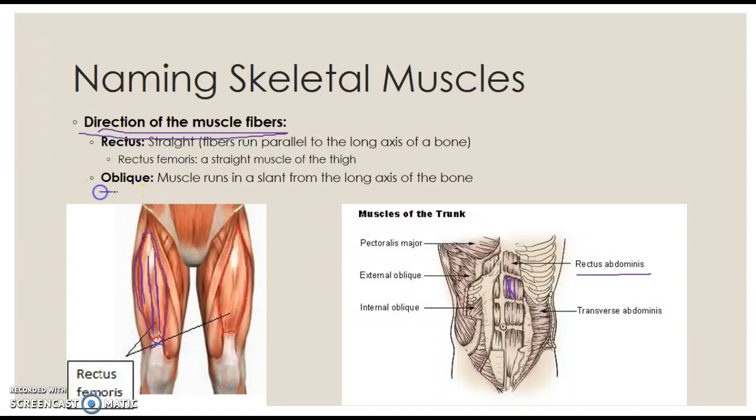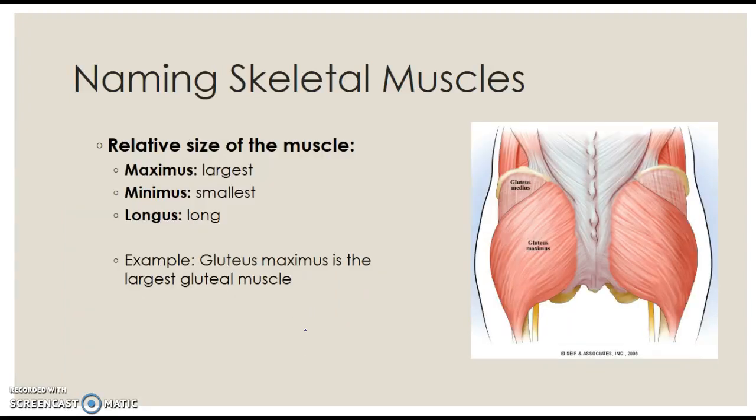Another example would be oblique. So this means that the muscle fibers are running at a slant. If you look, you have an external and internal oblique on your abdominals, and you can see how the fibers are running at a slant there. So that's number 1. Number 2 is the size of the muscle.